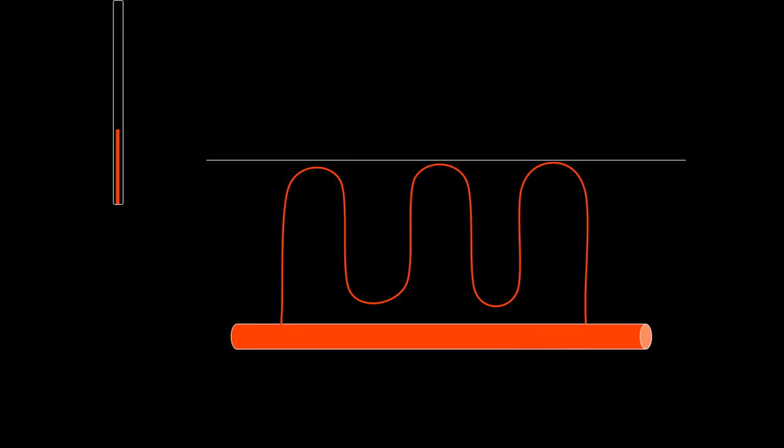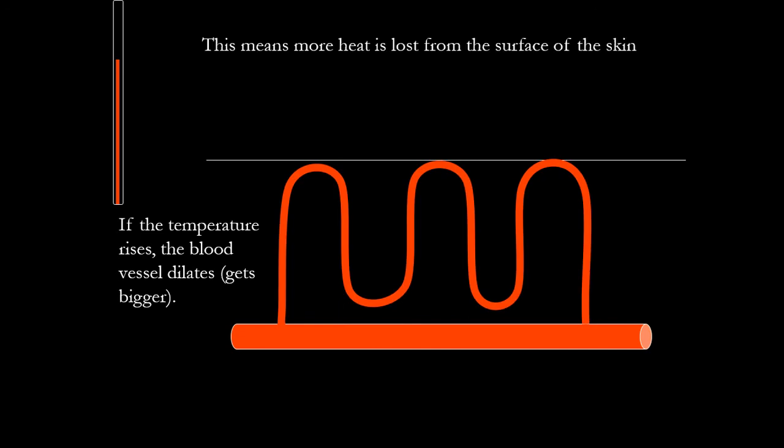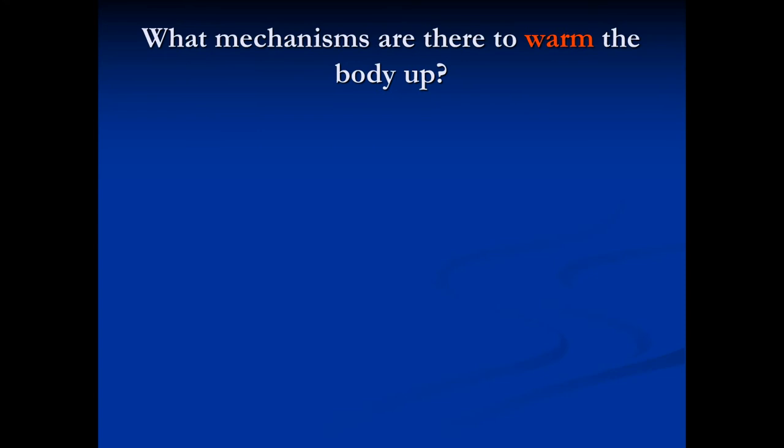So here's an example of that. This tube here represents the capillaries that run from a larger blood vessel. When you get too hot, the blood vessel dilates, meaning it gets bigger, and more blood flows through those capillaries. This means more heat is lost from the surface of your skin. And then you return to a normal body temperature.